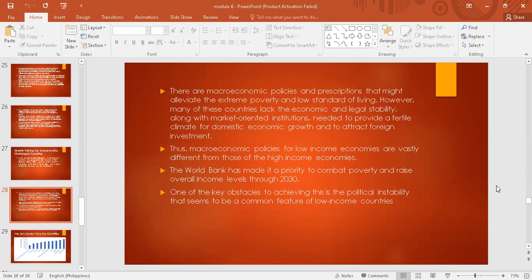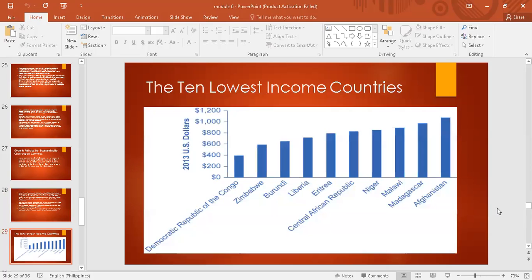One of the key obstacles to achieving this is what we call political instability. Their politics itself is what hinders their progress, because their politicians are probably corrupt. The financial resources that must be used for the public are not used because they are pocketed and the public does not benefit. So, political instability is the number one reason.